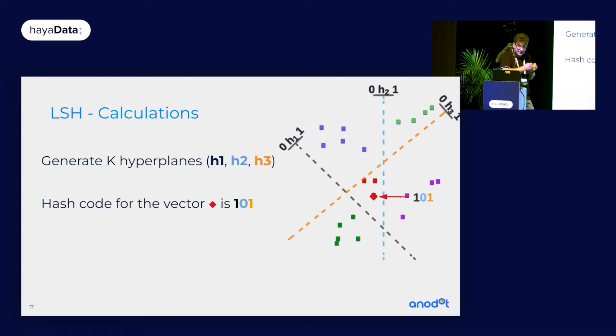So once we need to find a good candidate for any of the red vectors, we will check only our red vectors, the vectors having the same LSH signature.